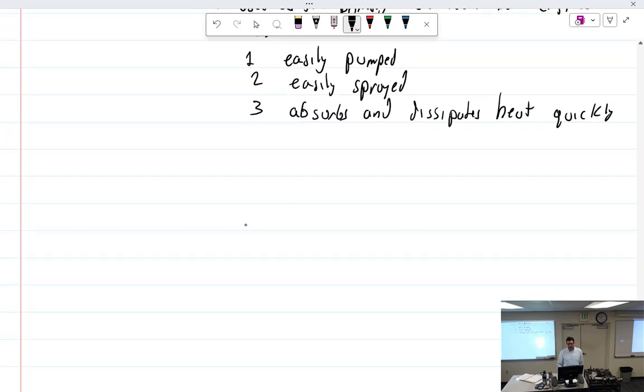What's the largest source of heat? Friction. Largest source of heat in the engine? Friction. Nope. Combustion. So what gets hot from combustion? Pistons and cylinder walls. We don't really have much oil around the heads.